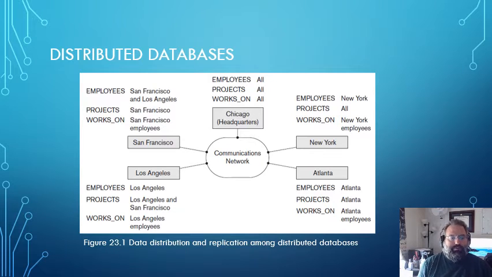Here's an example of a distributed database diagram. The primary distinction here is that it's potentially including a geographic location connected together by some form of a network.